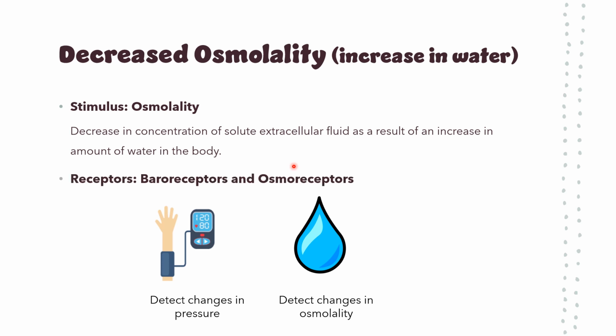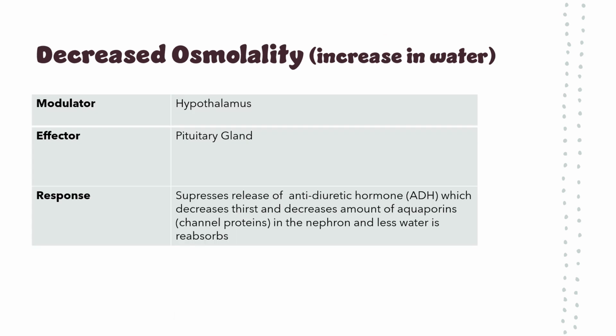So again, our receptors, our baroreceptors and our osmoreceptors pick this up, and they send this signal to the modulator, which in this case is the hypothalamus in the brain. The hypothalamus is going to send a signal to the pituitary gland, which then produces a response suppressing the release of ADH, so this antidiuretic hormone. So suppress means to prevent or stop. And this decreases thirst and decreases the amount of aquaporins in the nephron, so less water is reabsorbed, right? Because we already have a lot of water.